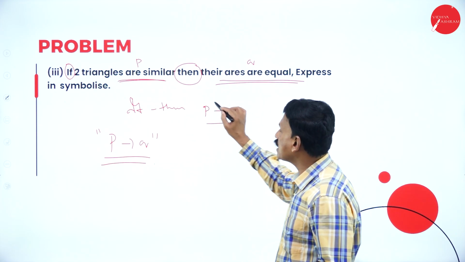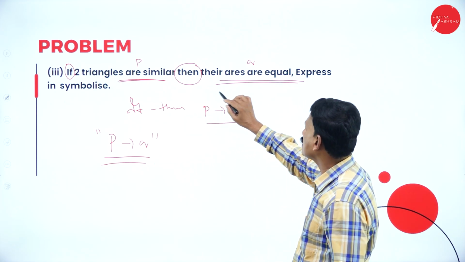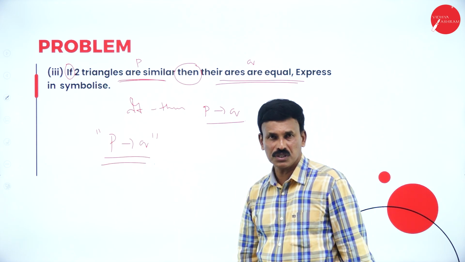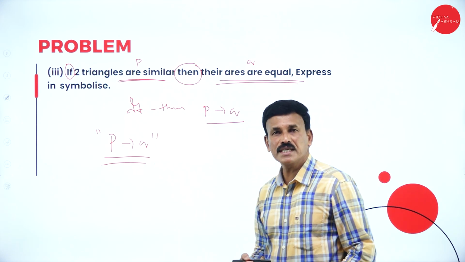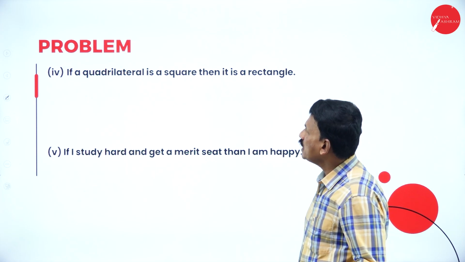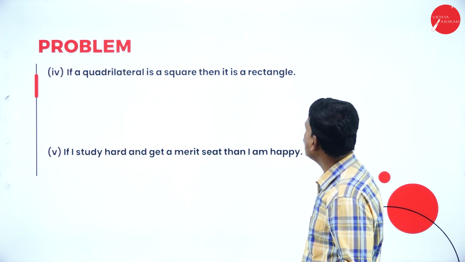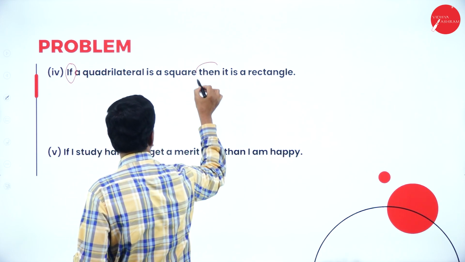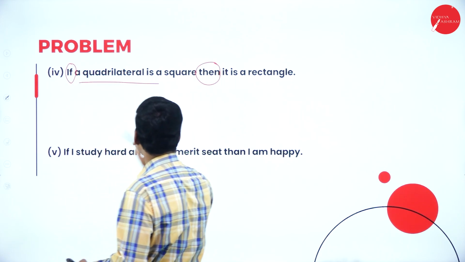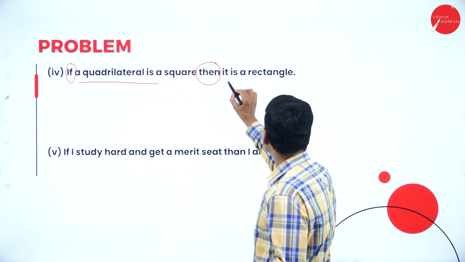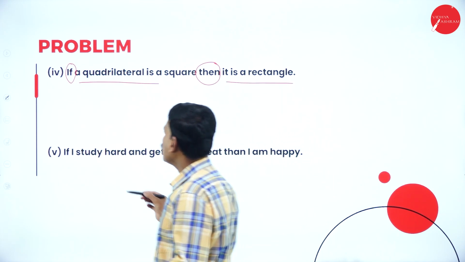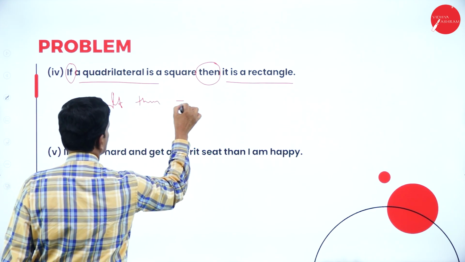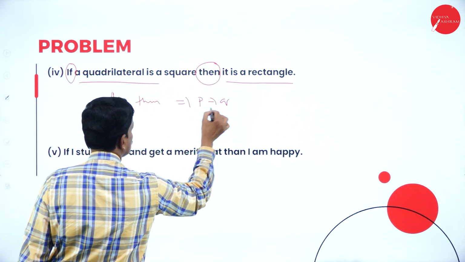So the symbolic representation for this, if two triangles are similar, then their areas are equal, is P conditional to Q. That's it. Okay. Now let us come to the next problem. If a quadrilateral is a square, then it is a rectangle. Here also, if-then is used. That means if a quadrilateral is a square, then it's a rectangle. Here, if-then means definitely this is nothing but a conditional statement.